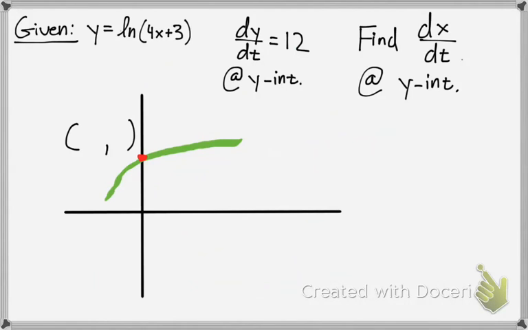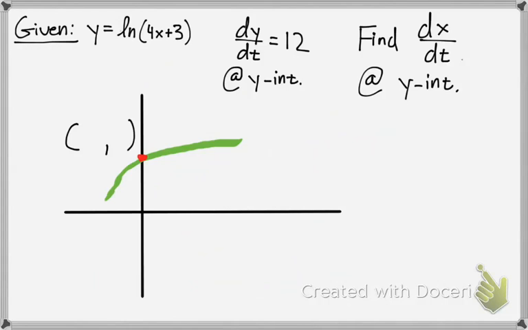y equals ln of 4x plus 3, and you know that the rate of the y coordinate at that time is 12, which would be units per second or units per whatever. Remember, that's a rate, and it's saying that happens at the y-intercept. And then it's asking you to find the rate of the x at also the same point of the y-intercept. So the graph isn't given, but I kind of just drew it anyway.